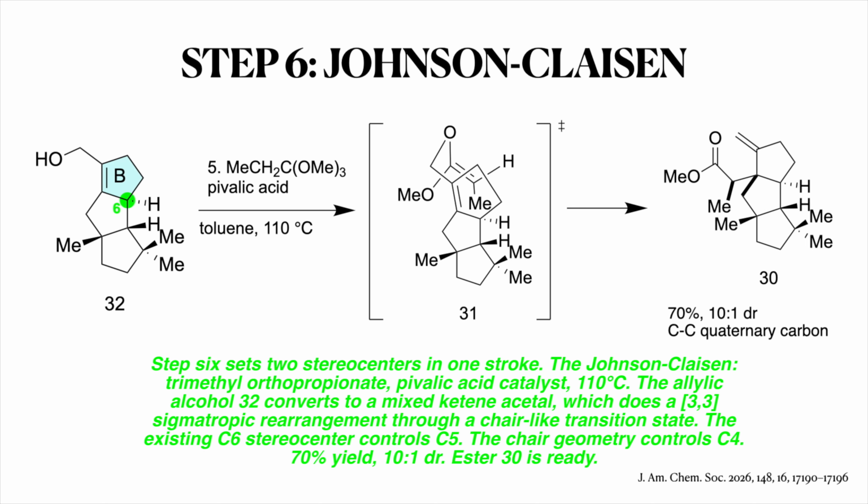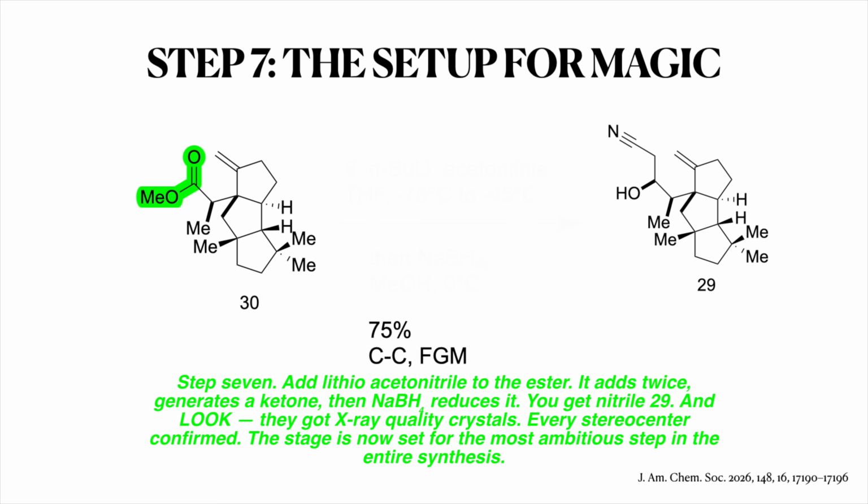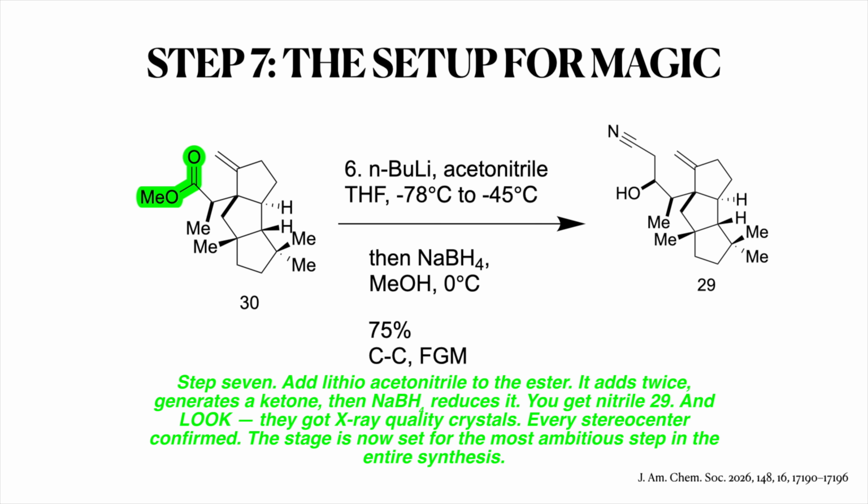Ester 30 is ready. Step 7. Add lithium acetonitrile to the ester. It adds twice, generates a ketone, then sodium borohydride reduces it. You get nitrile 29, and look, they got X-ray quality crystals. Every stereocenter confirmed. The stage is now set for the most ambitious step in the entire synthesis.